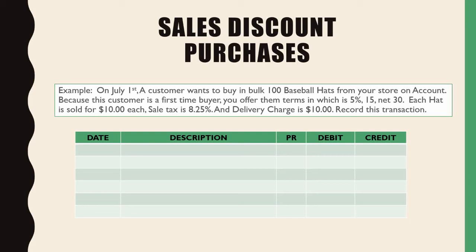All right? Each hat costs $10 each. Sales tax is 8.25%, and the delivery charge is $10. So how are we going to record this transaction? In this case, we're placing it on an account. We only give them the discount if they make a payment. So right now, I'm only focusing on them buying stuff from my store.